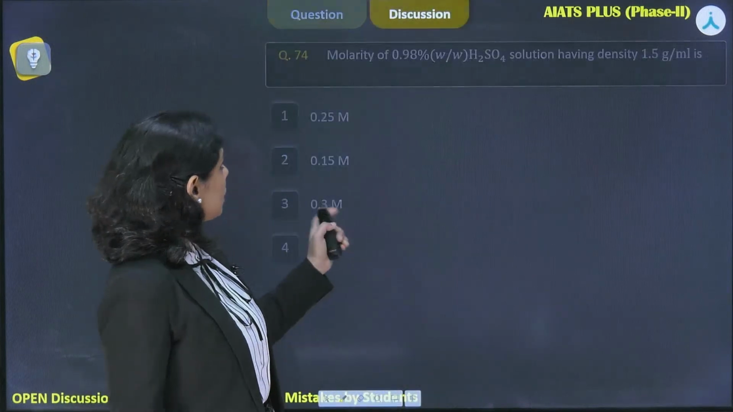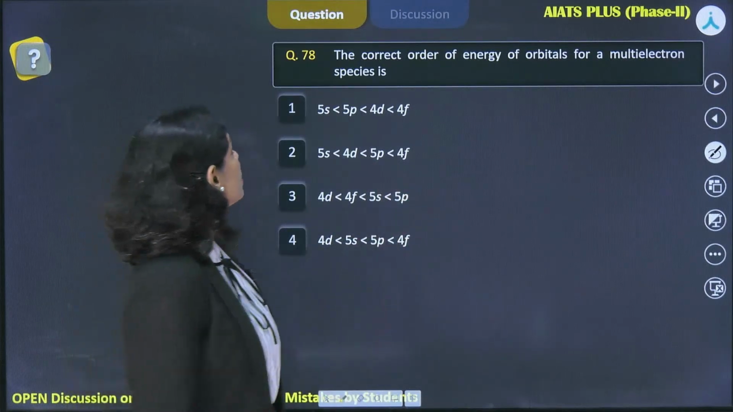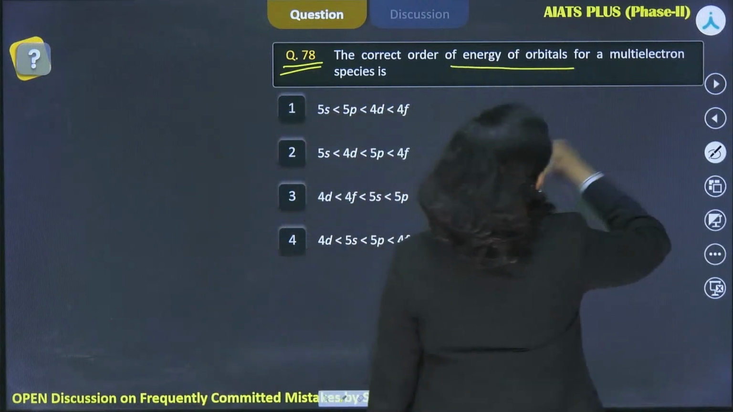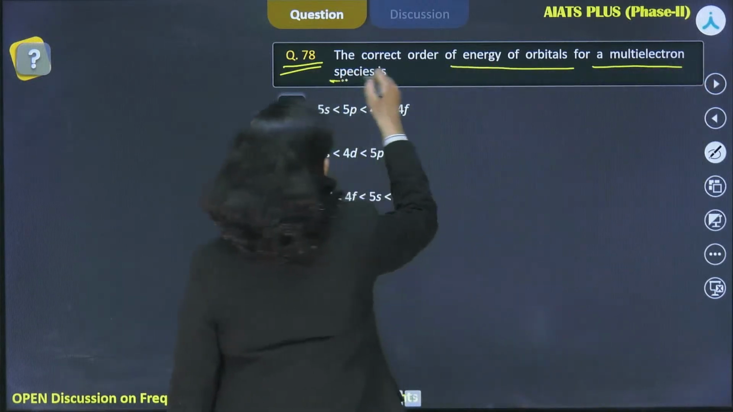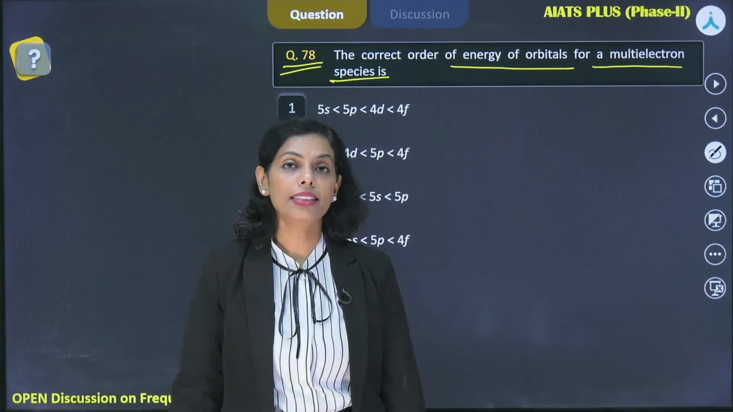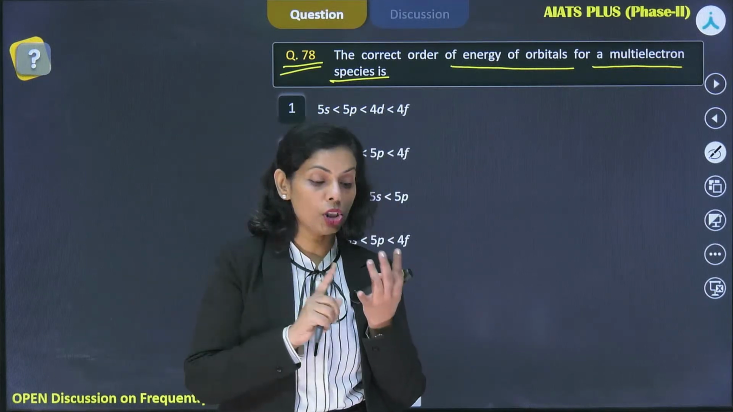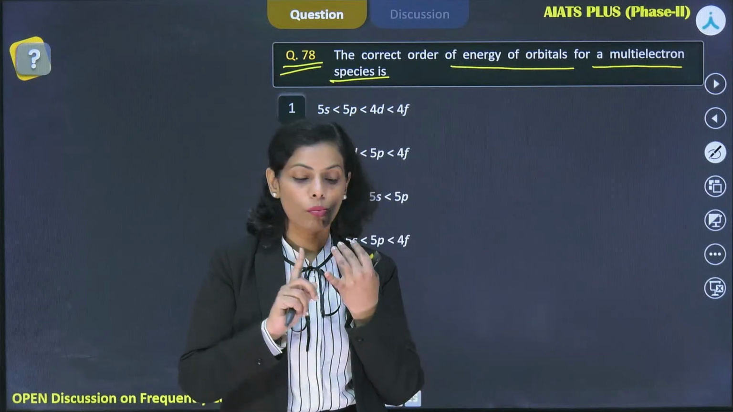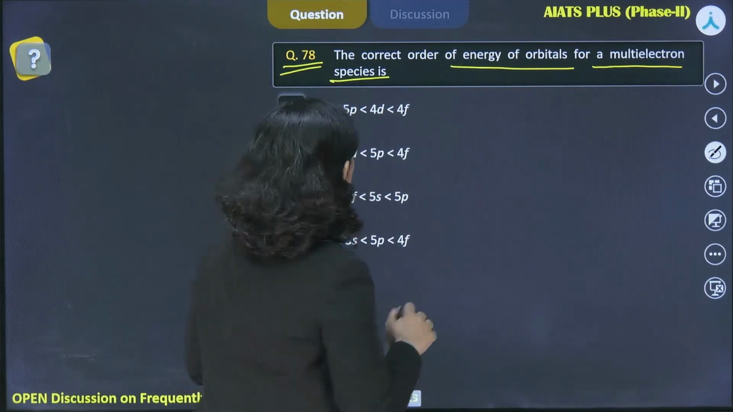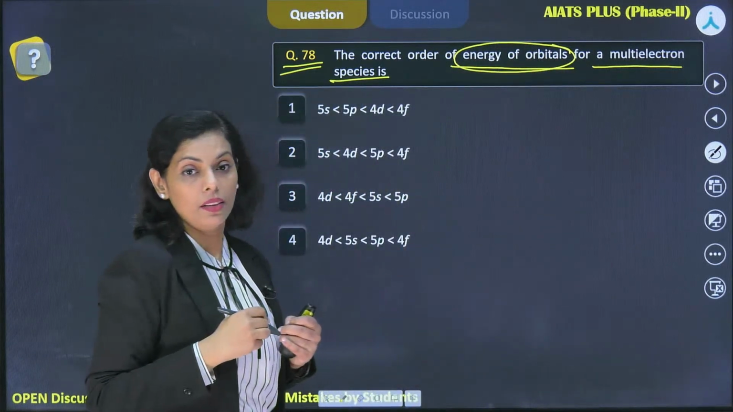So this is the question from the concentration term. And now one more question, which is question number 78 from the paper: the correct order of energy of orbitals for a multi-electron species. How to find out the energy of the orbital, which principle do we use? Just recall, in the second chapter, at the very end, while writing the electronic configuration, you studied Hund's rule, Pauli's exclusion principle, Aufbau principle, right? And if you are calculating the energy of the orbital, you have to use Aufbau principle, right everyone?